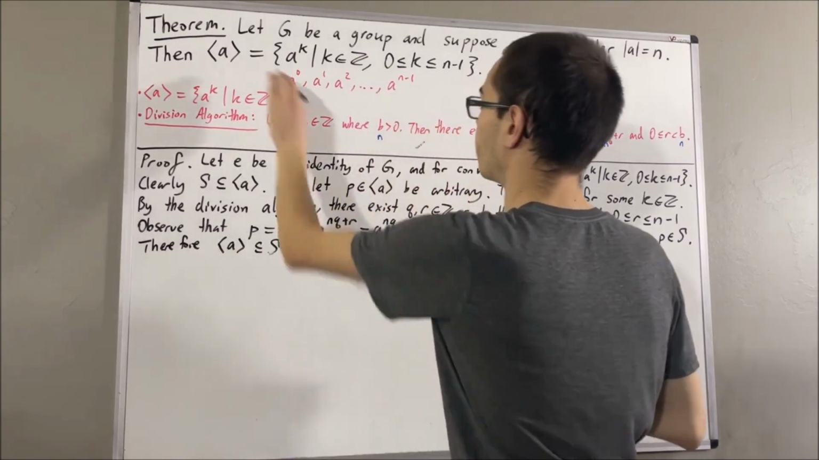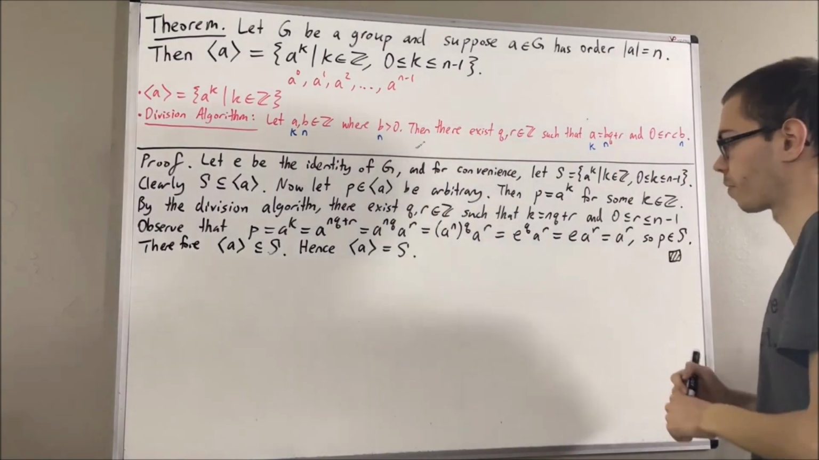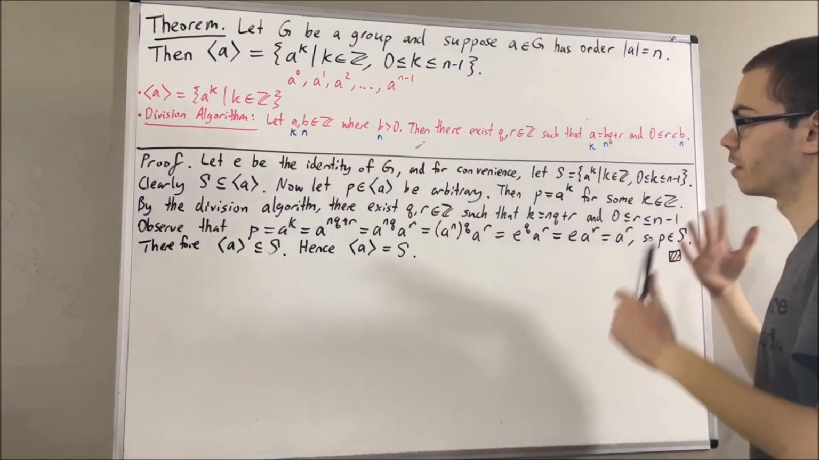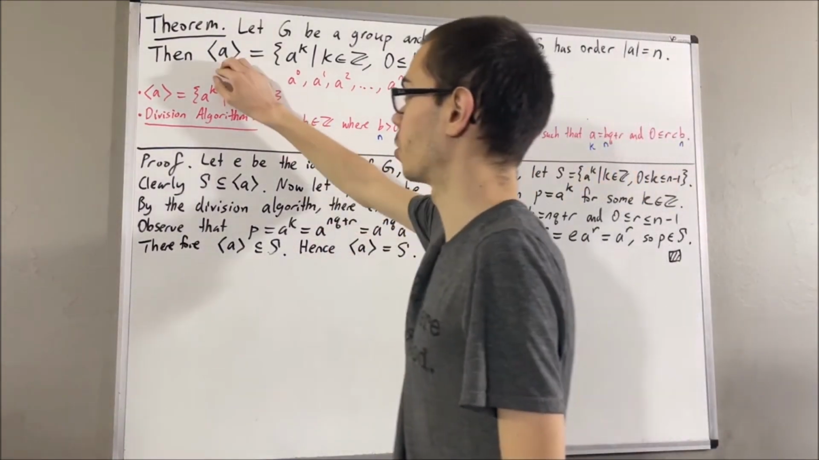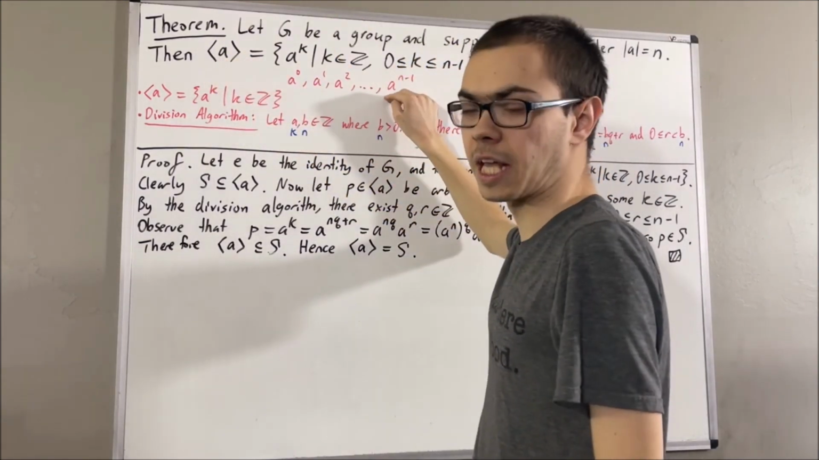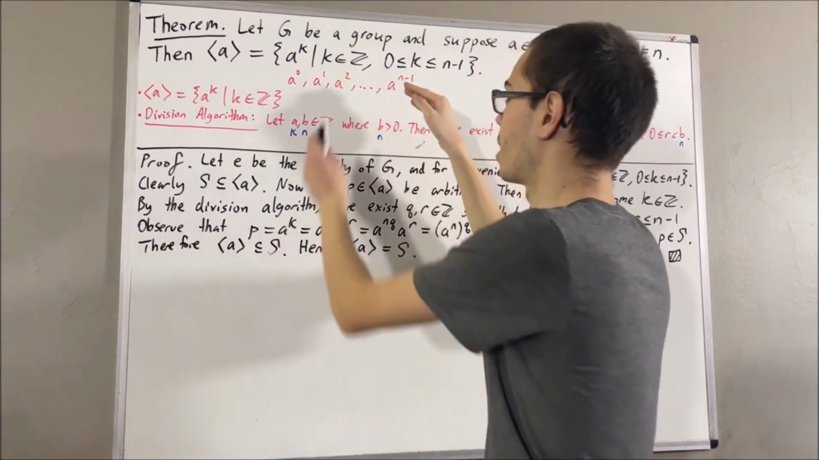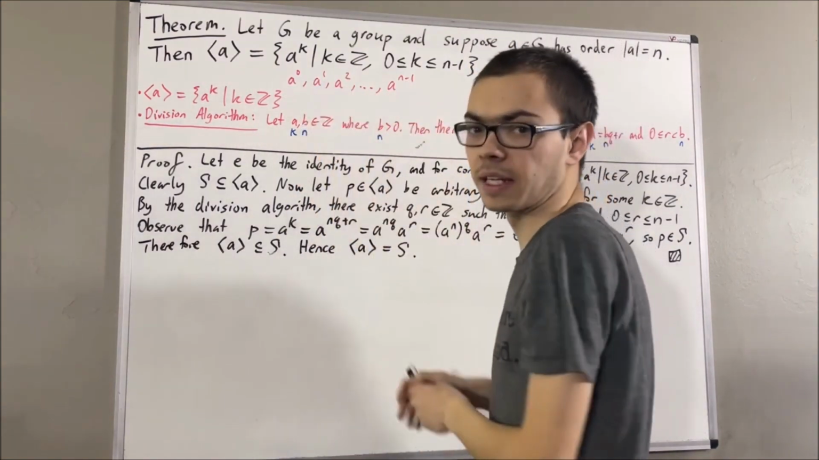And that is exactly what we wanted to prove. So this completes the proof. Now, this tells us that we can think of the subgroup G generated by A as consisting of exactly these elements. But it doesn't exactly tell us whether or not each pair of elements is distinct.